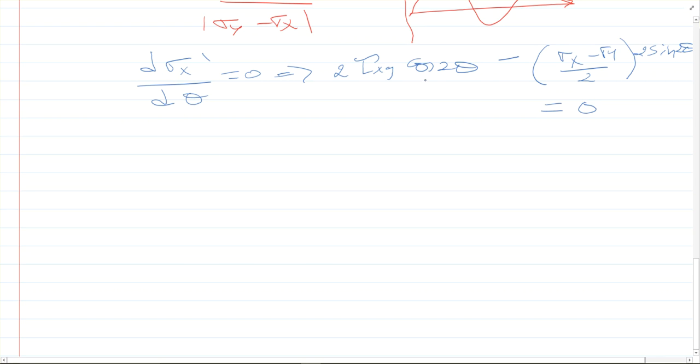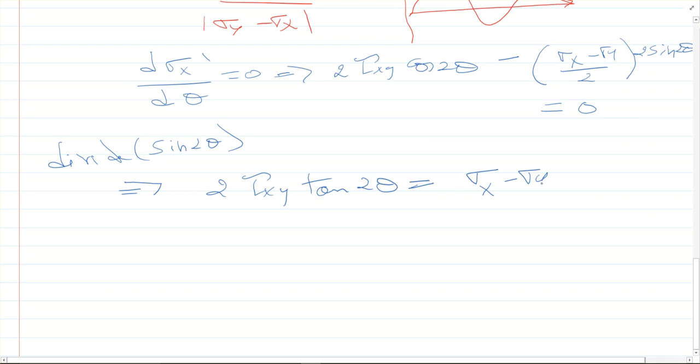Okay, so now we divide the whole term by sine 2 theta. We should get 2 tau xy is tan 2 theta, okay, minus, let's just take this term all the way to after the equal sign, so nice and positive. That would be equal to sigma x minus sigma y on 2, times 2. And now the sine 2 theta is gone because we've divided by sine 2 theta.